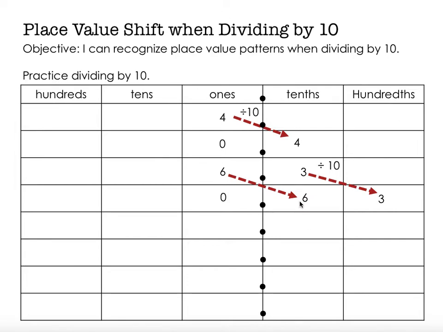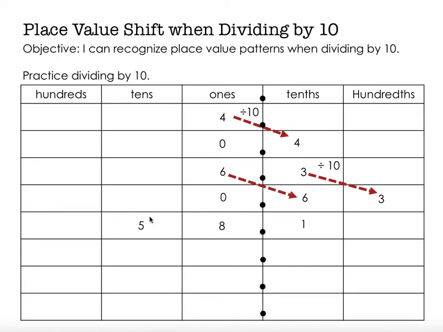Read it with me, please. 63 hundredths. So 6 and 3 tenths divided by 10 equals 63 hundredths. Say that with me. 6 and 3 tenths divided by 10 is 63 hundredths.